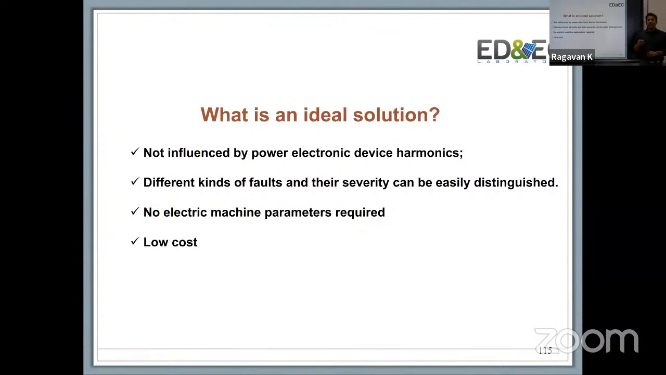Why? Because that way, when a fault is just starting to happen, we can catch the failure before it becomes catastrophic. We don't want to have machine parameters because, once again, manufacturers don't give it to us. We don't want to ask for it, and we want it to be low cost. Low cost depends on how you define it, whether it is part count. We don't have very many parts here, but the method that we came up with is invasive, which means there is a certain amount of cost associated with installing the setup.